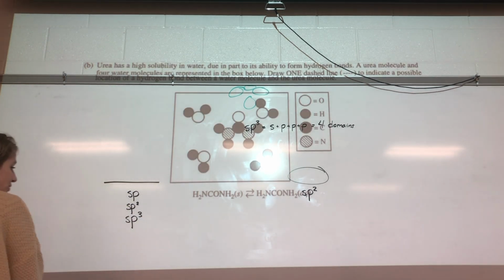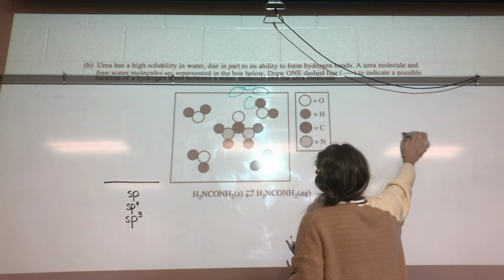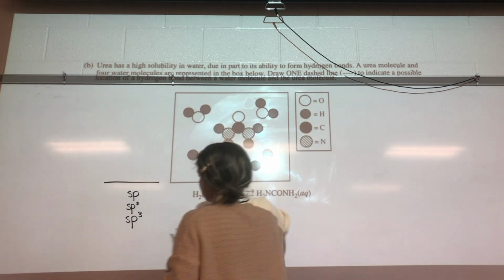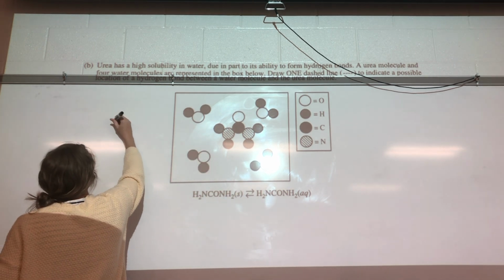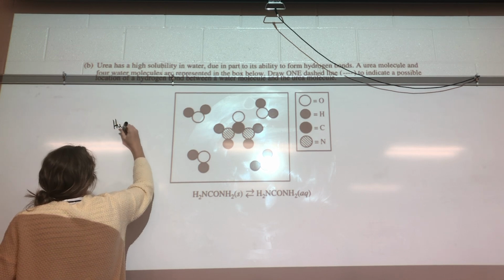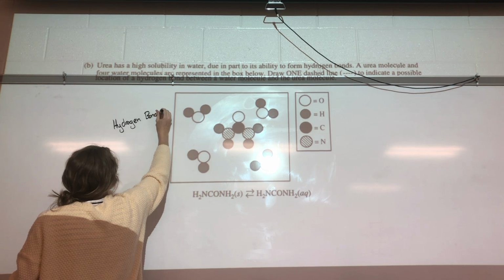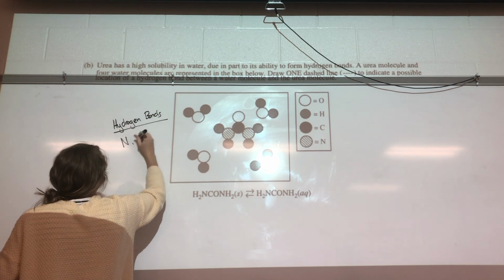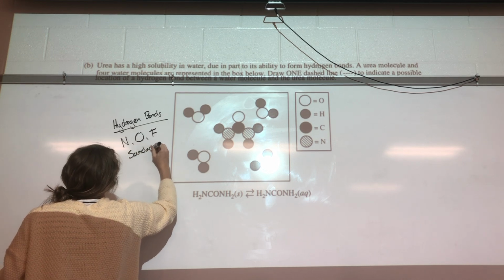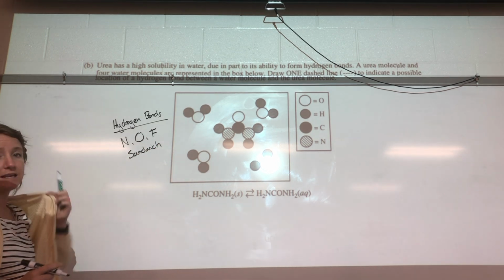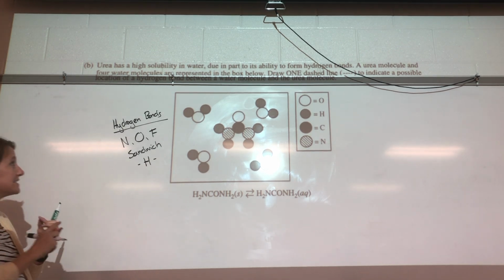Question number 2 is about hydrogen bonding. It wants you to draw, using a dashed line, where hydrogen bonding can occur. The thing to remember with hydrogen bonding in general is that you need an N-O-F sandwich, meaning the H is in the middle, and on both sides of the H is an N, an O, or an F.